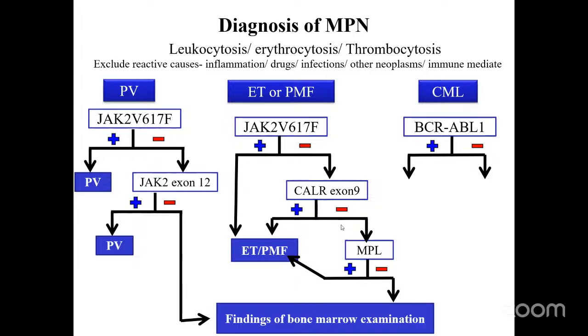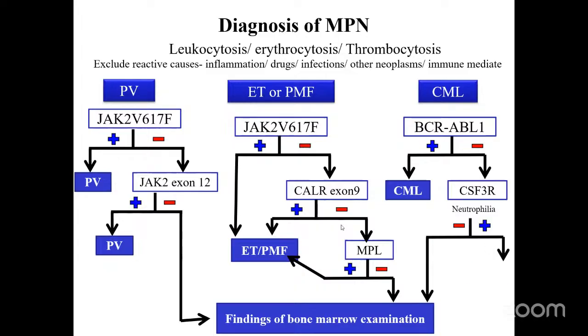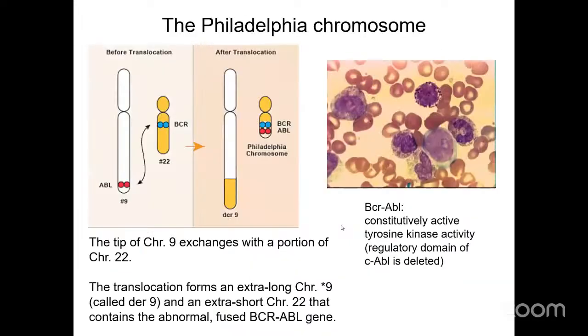CML, of course, BCR-ABL is disease defining for CML in the context of myeloproliferative neoplasms. BCR-ABL can also be seen with acute lymphoblastic leukemias as well as acute myeloid leukemia. But in the context of MPN, BCR-ABL is disease defining for CML. And if it is negative, then you do a comprehensive assay. It could be CNL or it could be something else. So the Philadelphia chromosome, we all know that it is a 9;22 translocation seen in CMLs, and it leads to a constitutively active tyrosine kinase activity.